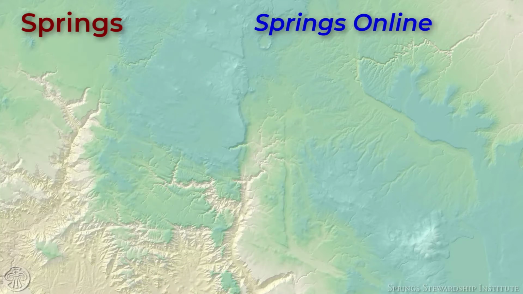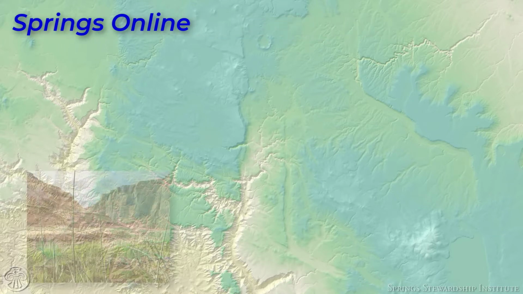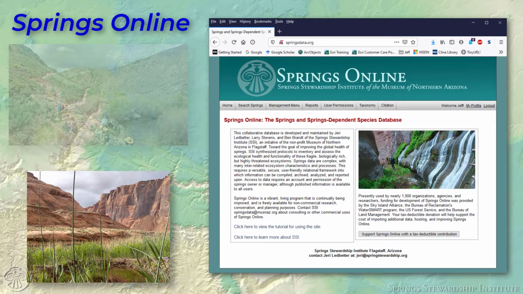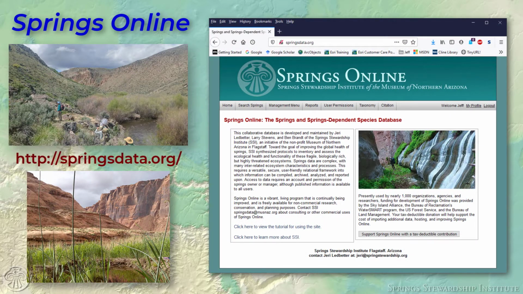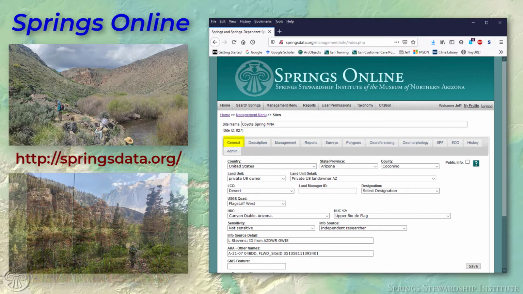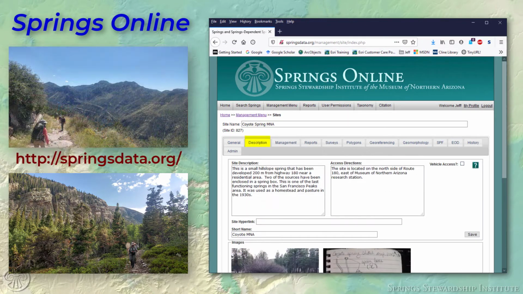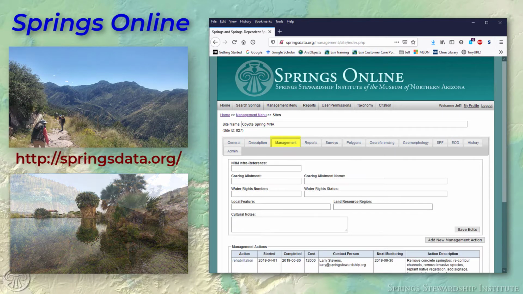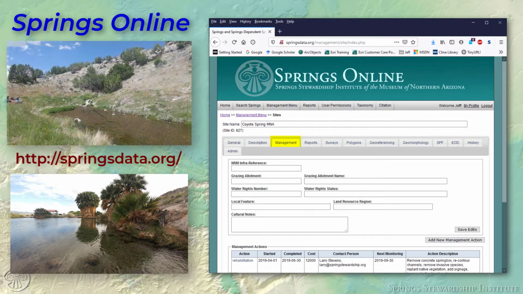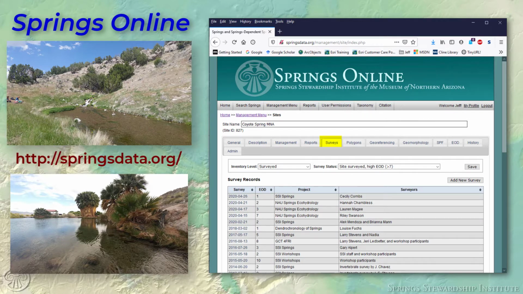And this leads us to Springs Online, our online database for all things spring-related. Springs Online is a large and very complex database with extensive data on springs. It has nearly 1,000 users now that are actively working with it. It has close to 160,000 springs and over 20,000 surveys recorded, and constant edits going on. Springs Online is our flagship product and forms the foundation for everything else we do at the Spring Stewardship Institute.